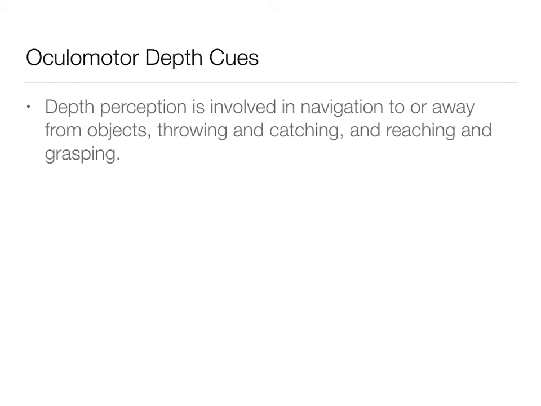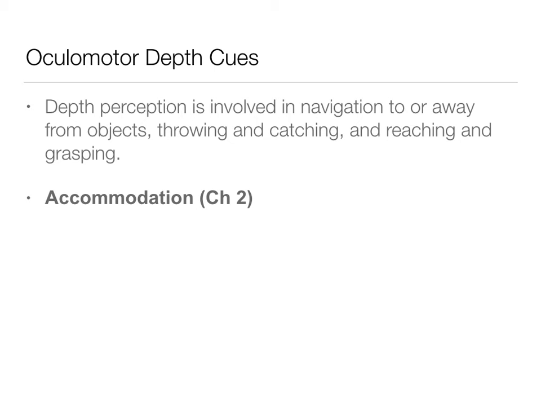Okay, so the first ones we're talking about again are these oculomotor depth cues. And again, we need depth perception for basically everything we do. Whether we're going somewhere, getting something, throwing, catching, reaching, grasping, the majority of everything we do, depth is important perceptual information.